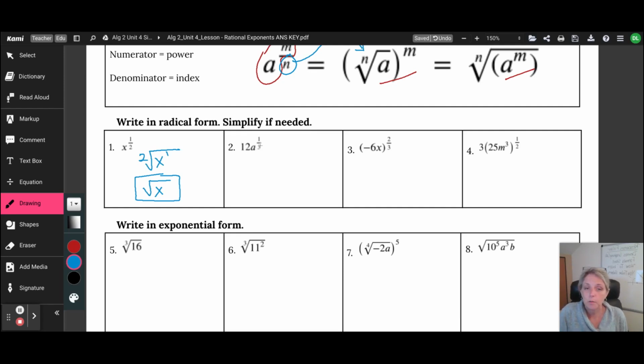Okay, when we're looking at number 2, be careful with these because this exponent of 1/3 only applies to the a. It does not apply to the 12. This is saying 12 times a to the 1/3. So the 12 is going to stay exactly as it is, and then a to the 1/3 is going to be rewritten as the third root or the cubed root of a.